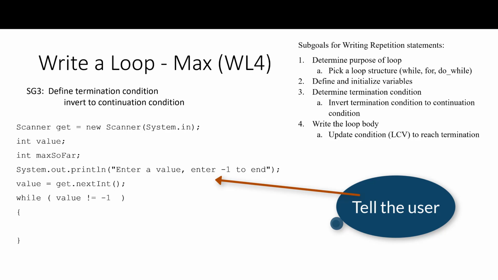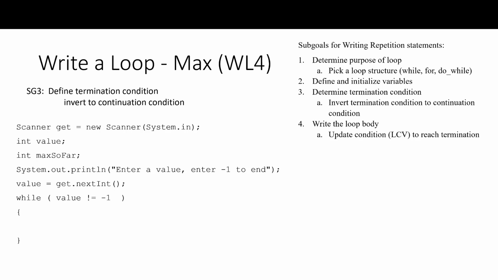Here we've chosen a value of -1, meaning that we anticipate the user will only enter values from 0 and beyond, and we want to find the maximum value. So in that case, for the termination condition we want to end when the value read in is equal to -1. Now when we invert that to become a continuation condition, we want to continue the loop as long as the value read in is not -1.